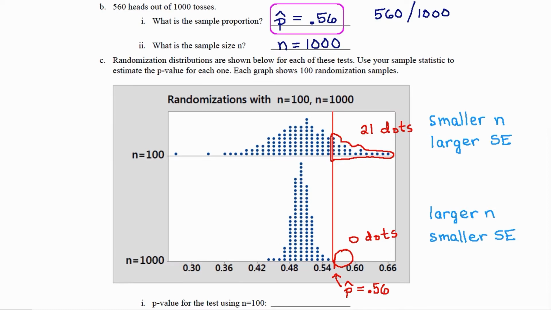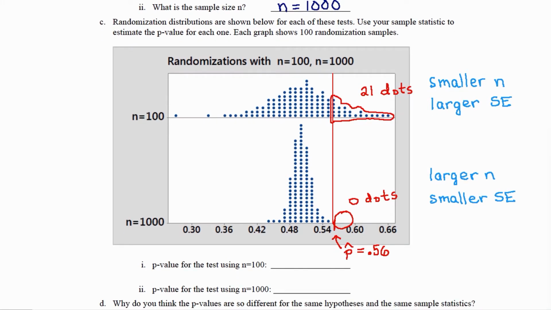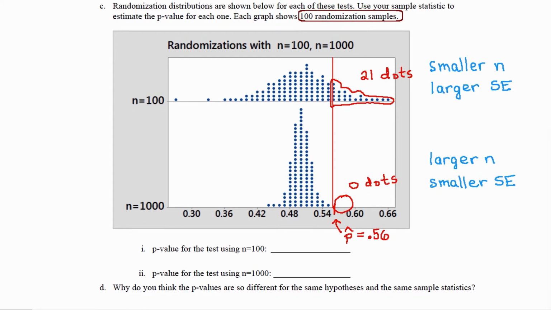So to calculate the p-values based on these numbers of dots, note that each of these distributions shows 100 randomization samples, so that's the number of dots in each distribution. We need that in order to calculate the proportion. The p-value for the test using n equals 100, well, 21 over the 100 randomization samples is 0.21. But we need to double that because this is actually a two-sided alternative hypothesis. So we get a p-value of 0.42. For the other test, we have 0 out of 100 randomization samples, which is 0.00. When we double that, it's still 0.